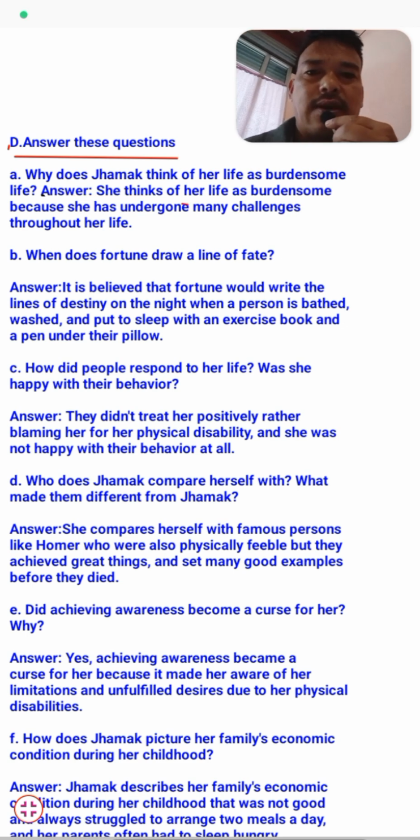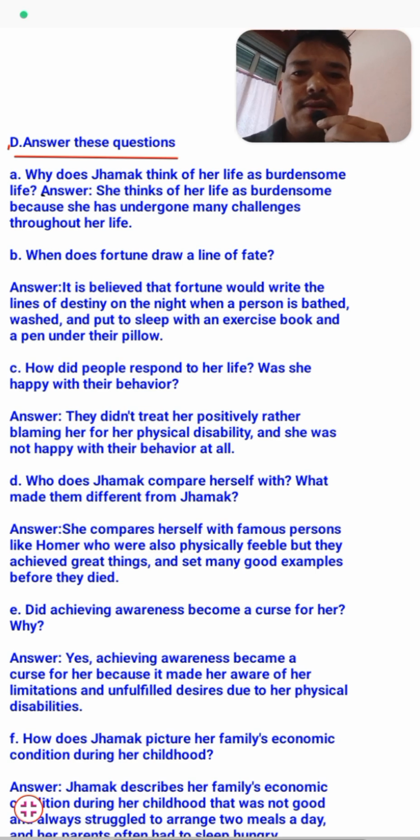She thinks of her life as burdensome because she has undergone many challenges throughout her life. Yes, of course, students, Jhamak Kumari had faced many challenges and she was living a life in misery throughout her life. These were some of the challenges.